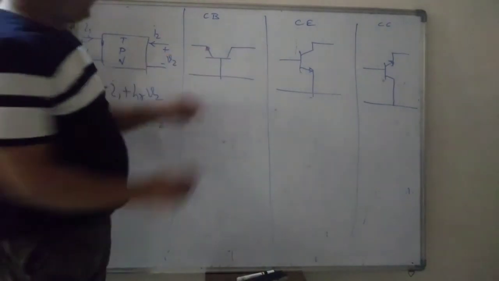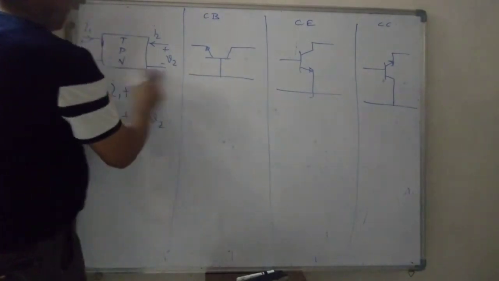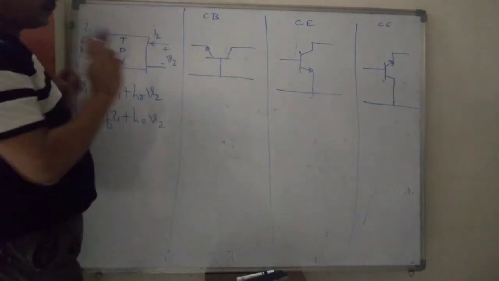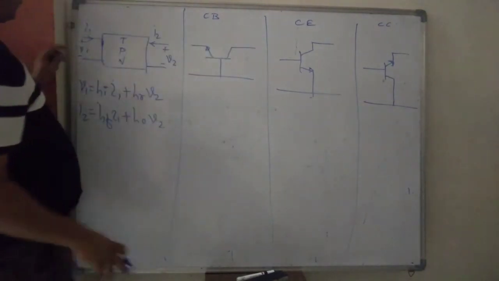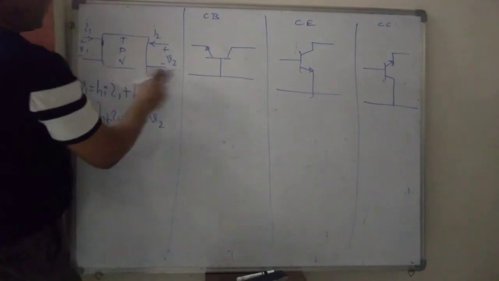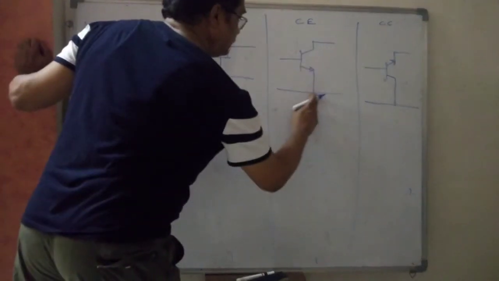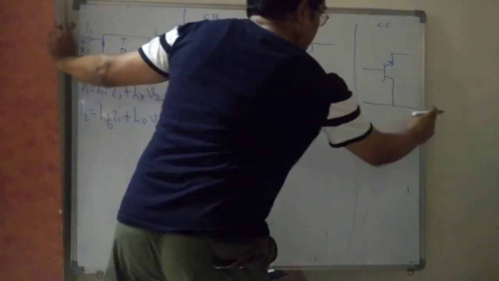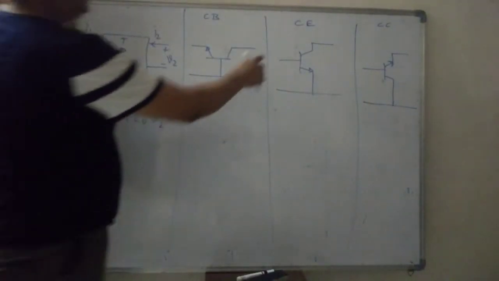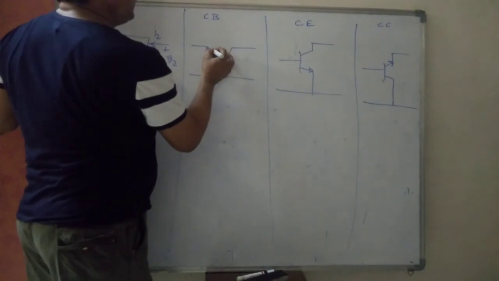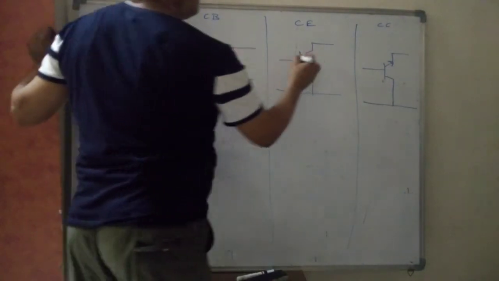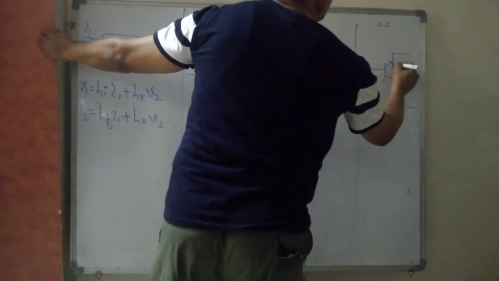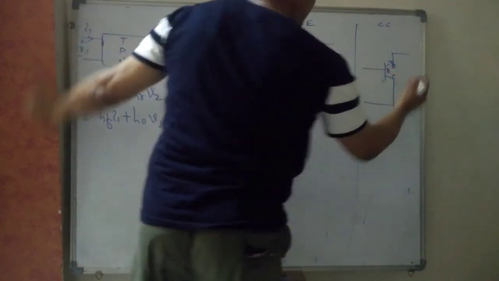Right? So common base: base is common, this line is common. Input, output. Emitter is input, collector is output. Common emitter: this common line, the emitter is connected to the common line. Then common collector: the collector is connected to the common line. This is base, emitter, base, collector, base, collector, emitter, emitter, base, collector.